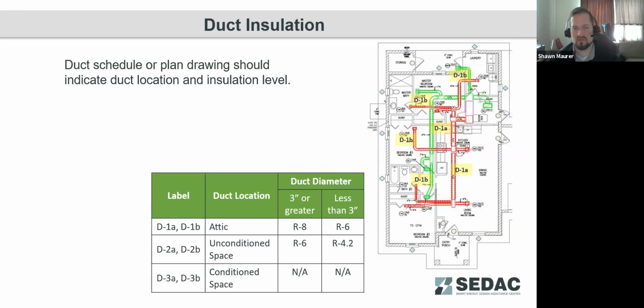So just an example of what it might look like on a plan drawing to label that information for the ductwork. It would be, I think, easiest to include a summary table of the location of the ductwork and the code required insulation levels for the size of ductwork and that location, and then just do a quick reference note on the plan drawing referring back to that table.